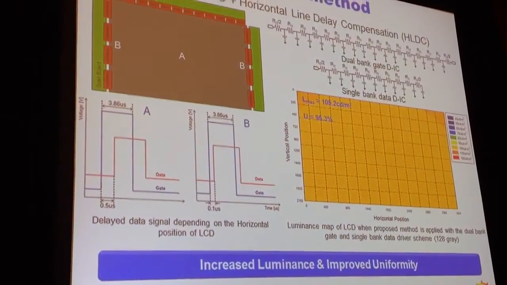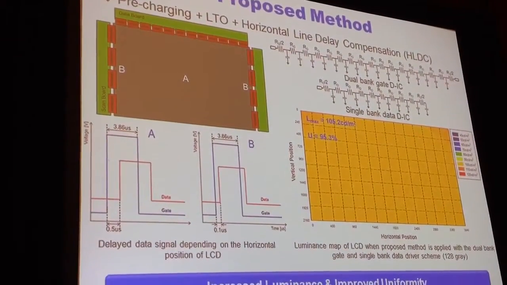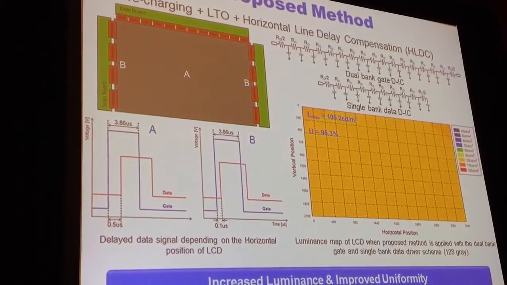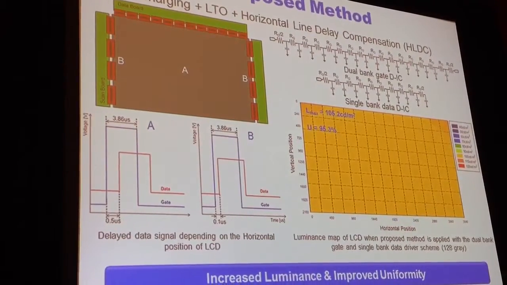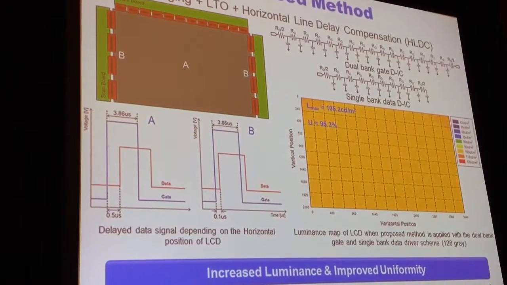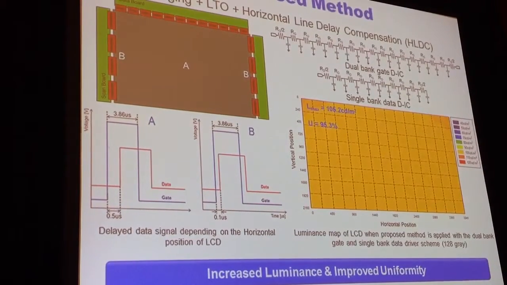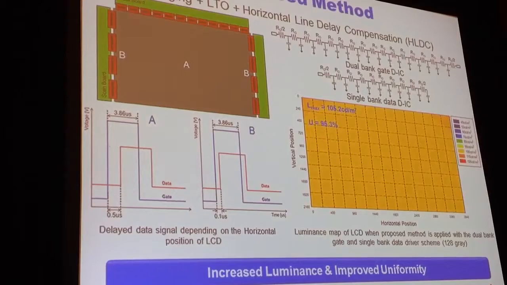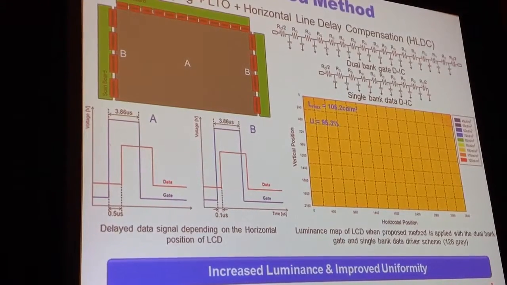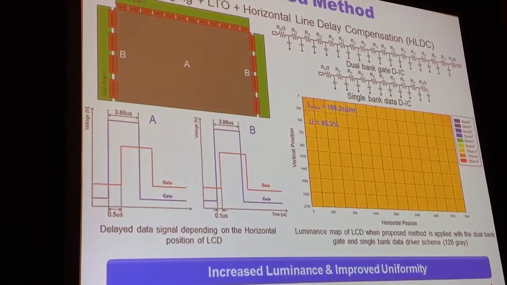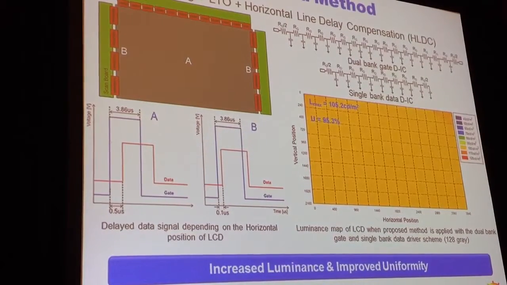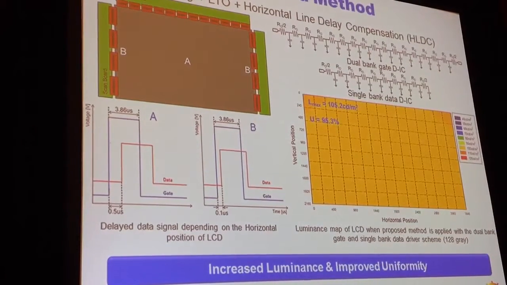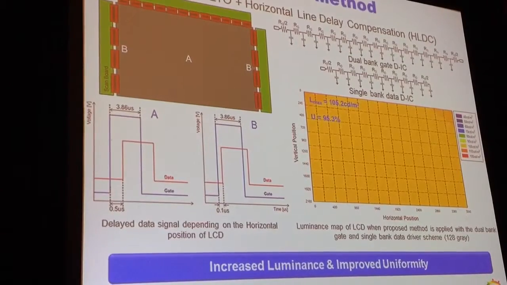Due to the heavy RC load, there is a severe deterioration of the gate signal in the gate line. We thought that this gate signal caused the poor horizontal uniformity. So to alleviate the poor uniformity in the horizontal direction, we also apply horizontal line delay compensation, HLDC. And this HLDC was proposed by Dean McCartney.